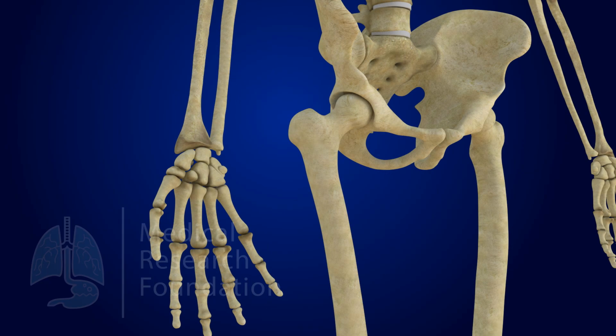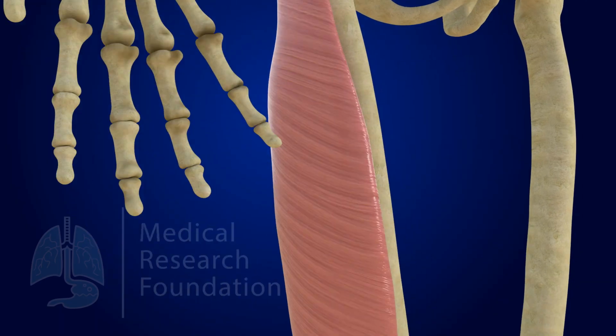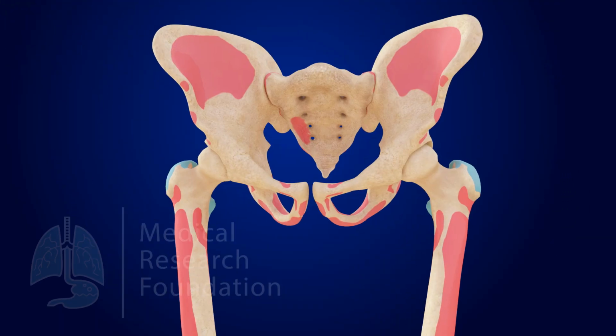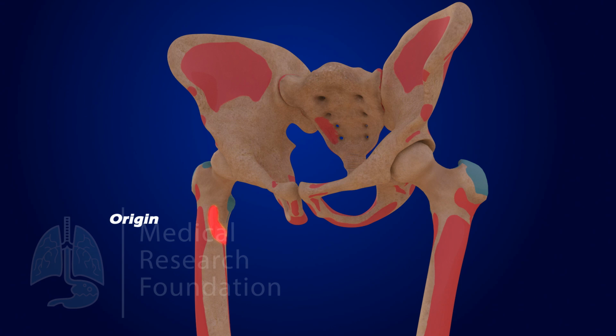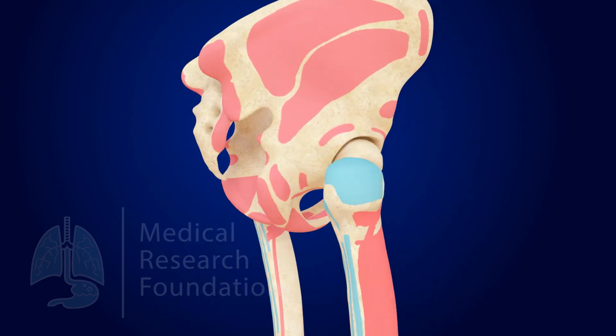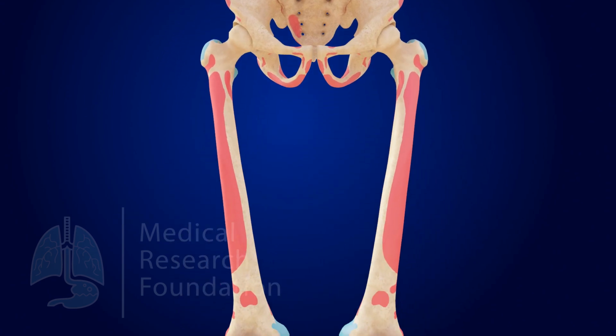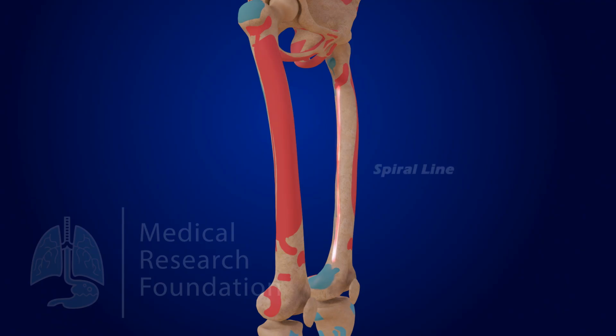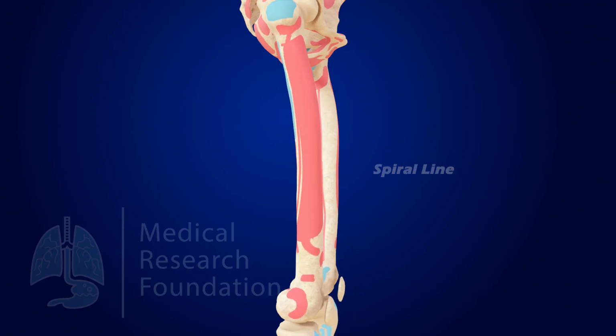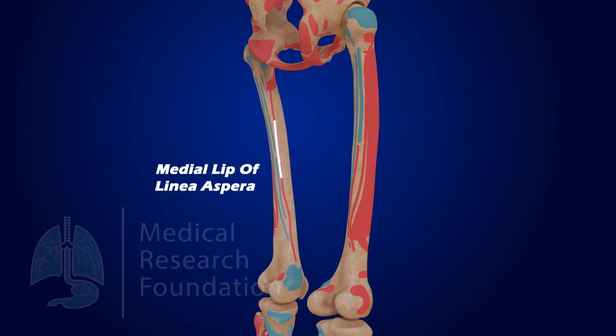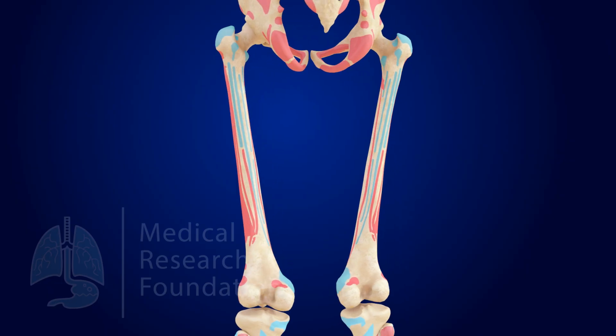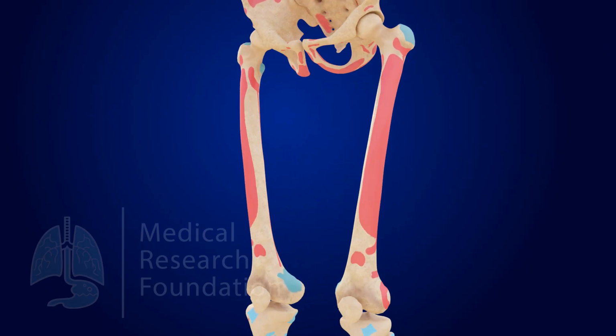Vastus medialis. It covers the medial surface of the shaft of femur. Origin. It takes a linear origin from the lower part of intertrochanteric line, spiral line, medial lip of linea aspera, and upper 2/3 of the medial supracondylar line.